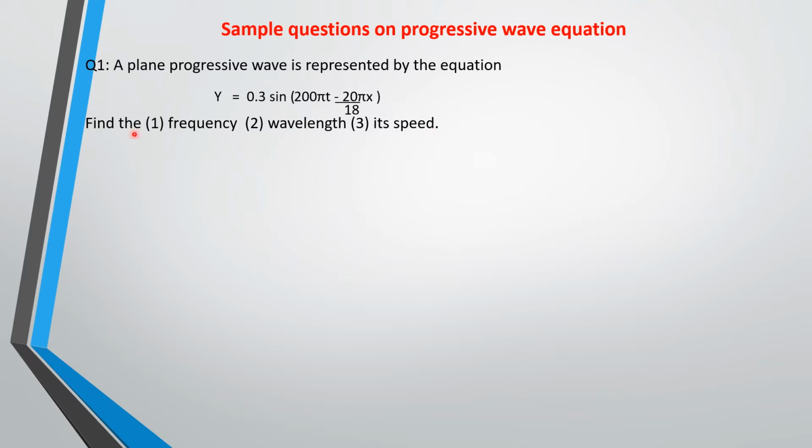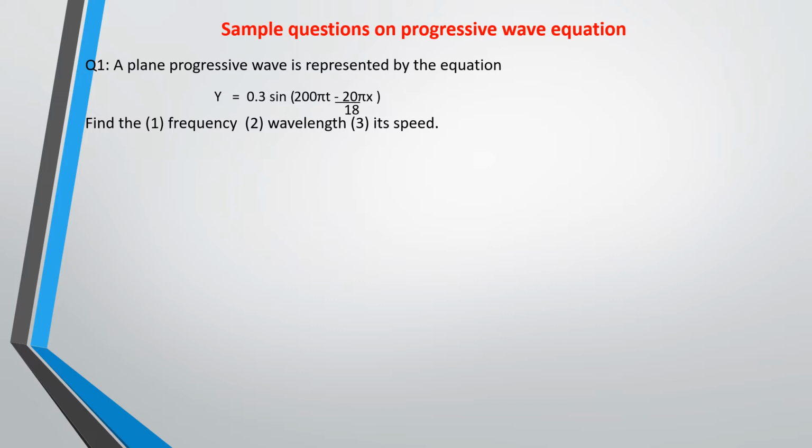If you look at this question, to solve any problem using this progressive wave equation that we just discussed, the first thing you do is write down the equation. Once you write it down, you compare the two equations. From there, you start to solve. So let me show you how you do that.